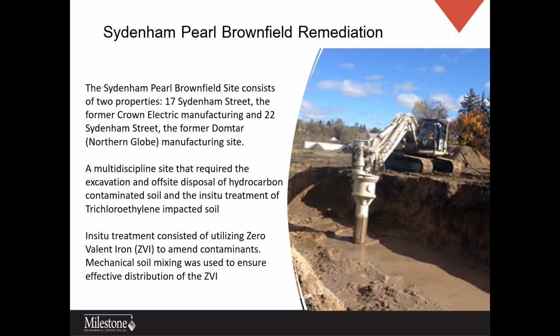So this next example is the Sydenham Pearl Brownfield Remediation Project in Brantford, Ontario. The site area is approximately 2.4 hectares and is mostly surrounded by a residential neighborhood. 22 Sydenham Street directly abuts the CN rail line on the north side, and both properties are bisected by a section of Sydenham Street that ends at the CN property. The City of Brantford undertook background investigations which confirmed contaminants in both soil and groundwater on the site. The city remediated the site to permit development for residential and parkland uses through 2015 and 2016.